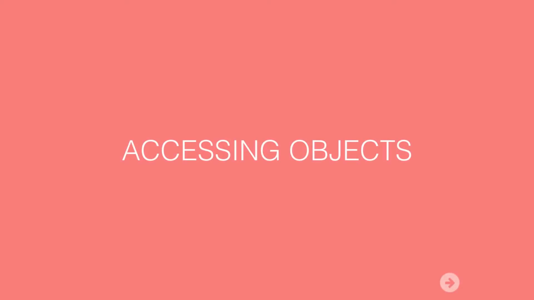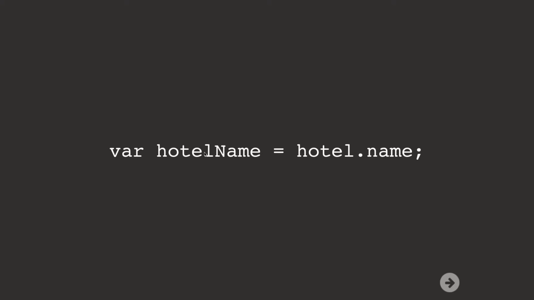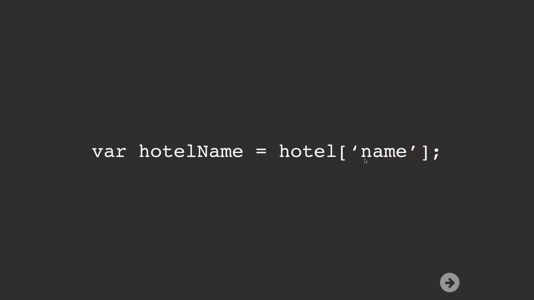So how do we access objects? To access an object, we use the full stop. So we first name the object hotel, which we've just created, and then to access a property we specify dot name, so name being the property of that hotel. We can also similarly do it with square brackets. This is a different notation but achieves the same thing.